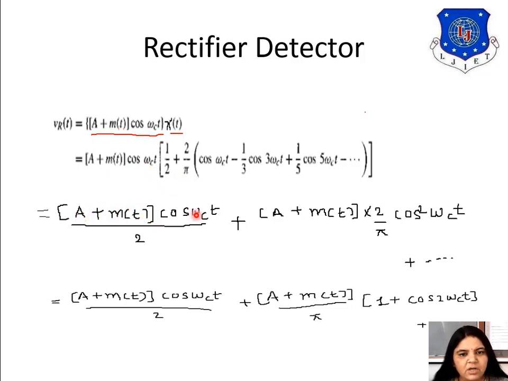So it is (A plus m(t)) cos omega c t by 2, plus, for the first term, (A plus m(t)) into 2/pi cos omega c t, which gives cos square omega c t. Now these are the higher terms, so that way we will get all the higher terms. Now 1 plus (A plus m(t)) cos omega c t by 2 plus (A plus m(t)) upon pi, where 2 cos square omega c t is 1 plus cos 2 omega c t. Now again we will take this inside the bracket.